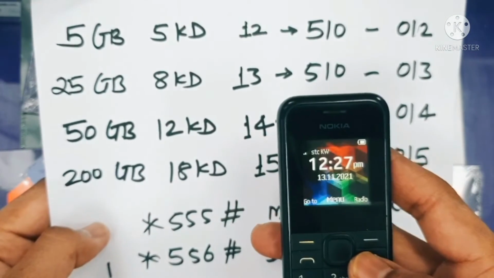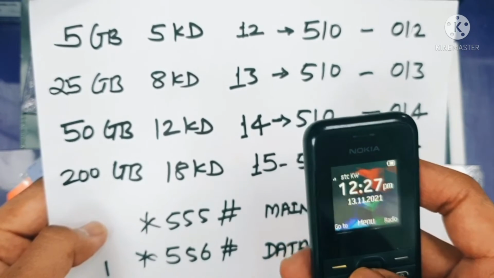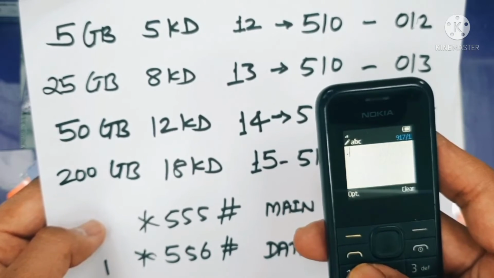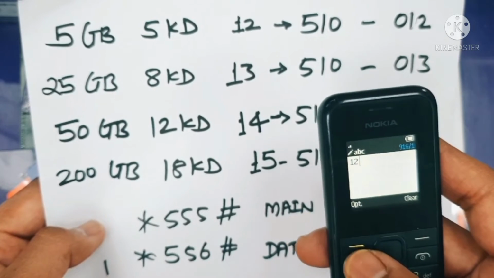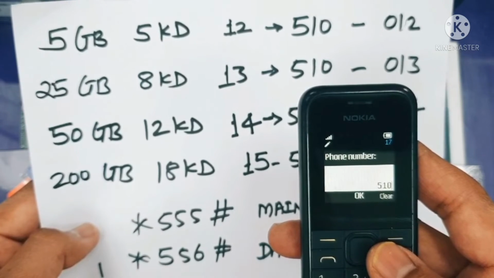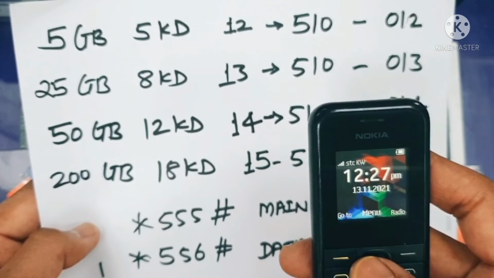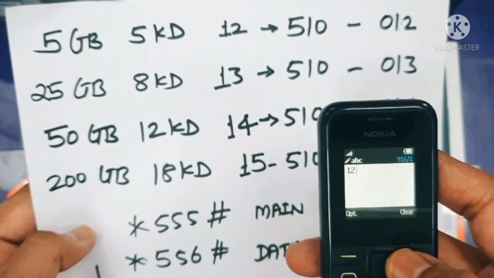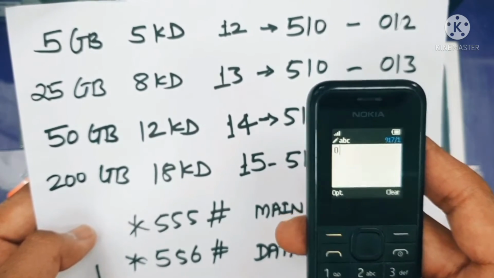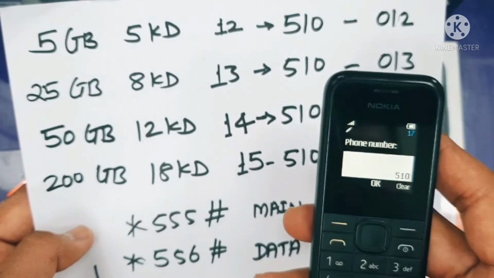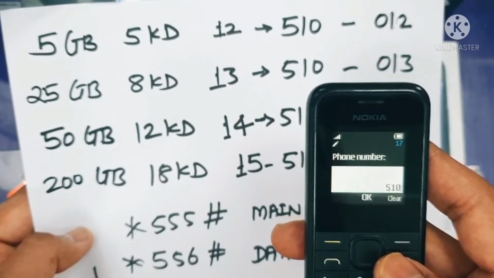If I want to activate 5GB balance, I will go to the message and type 12 and send to 510, and then it will activate my plan. In case I want to deactivate my 5GB plan, I will go to the message and type 012 and send to 510. It will deactivate my previous plan.